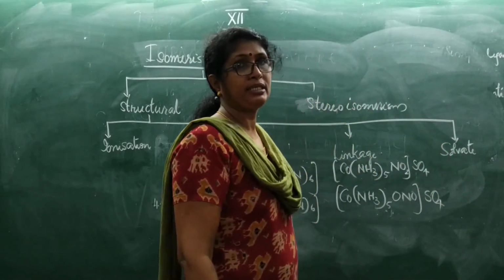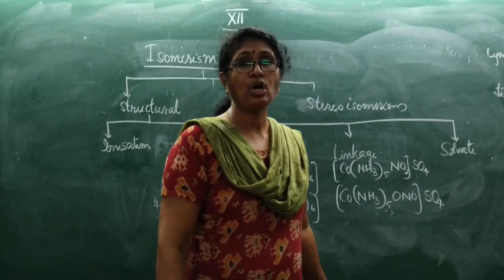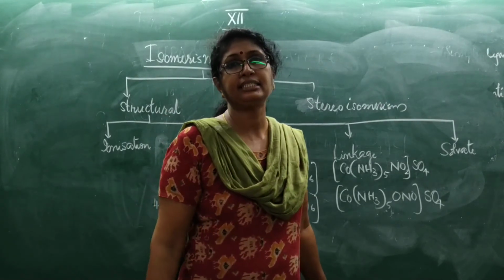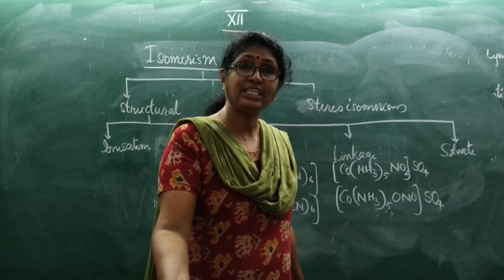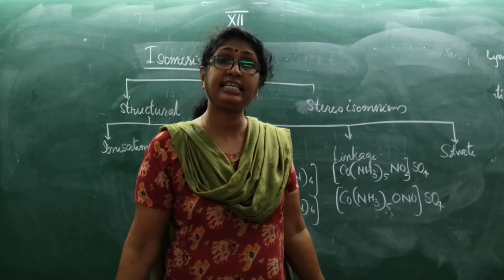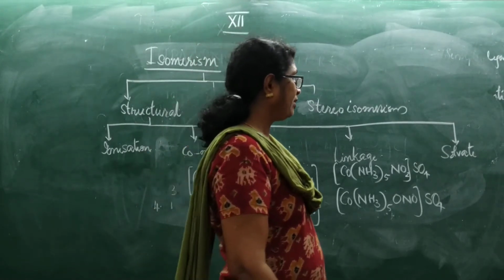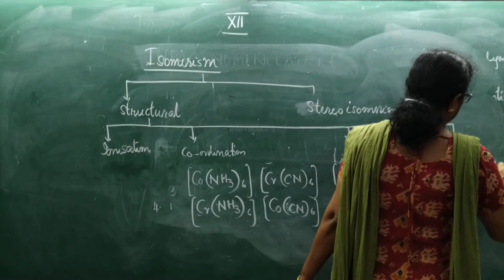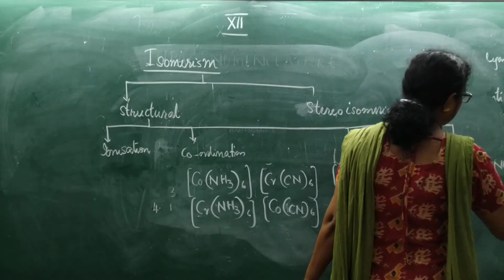Next is solvate isomerism. Now what is solvate isomerism? This isomerism arises depending on whether solvent molecules are directly attached to the metal atom or simply present as molecules in the compound. For example, if water is directly attached to the central metal atom or it is just hydrated, then we call it hydrate isomerism. If the solvent is water, then we call it hydrate isomerism. For example, [Cr(H2O)5NO2]Cl2.